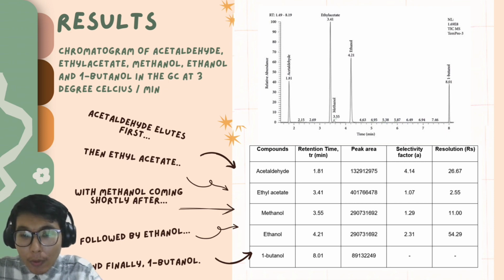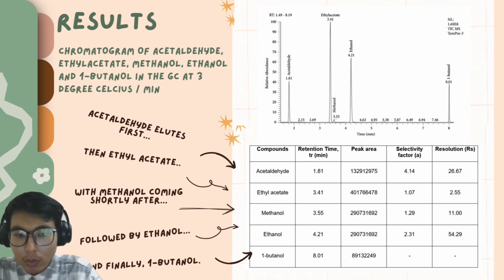Acetaldehyde with 4.14, ethyl acetate with 1.07, methanol with 1.29, and ethanol with 2.31. And next, resolution for acetaldehyde, which is 26.67, ethyl acetate with 2.55, methanol with 11, and ethanol with 54.29. Selectivity factor and resolution for 1-butanol is not shown because 1-butanol has the highest interaction with the stationary phase.